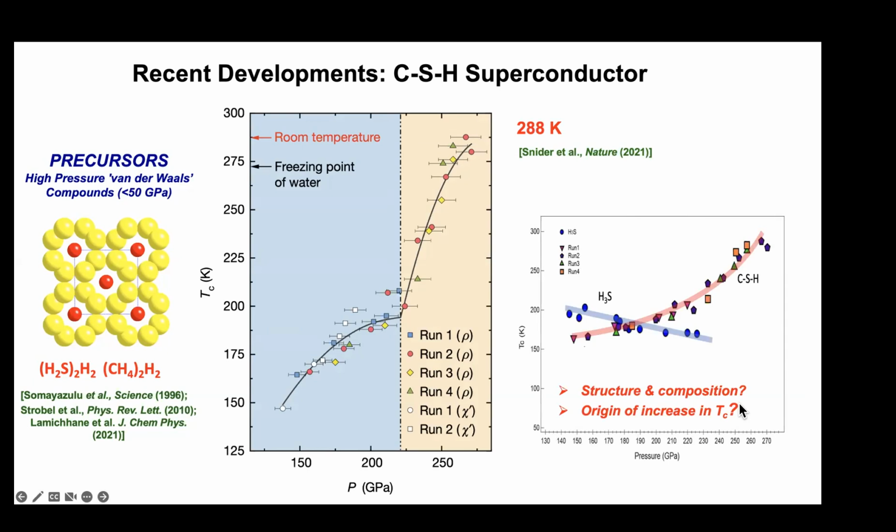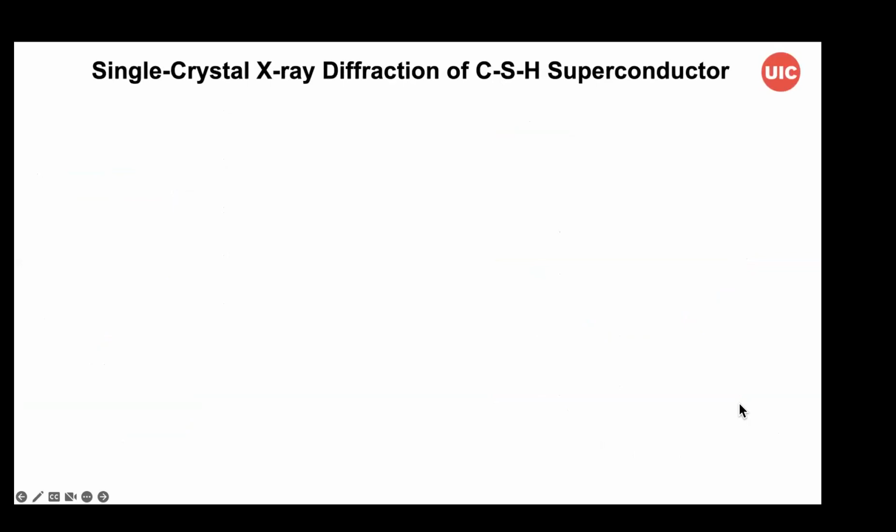So some of the questions we are continuing to address as a community are the structure and composition, and of course the origin of the TC, and whether or not there's even a phase transition in this system or some kind of discontinuity in the TC. So let's start with the X-ray diffraction work on the structure.